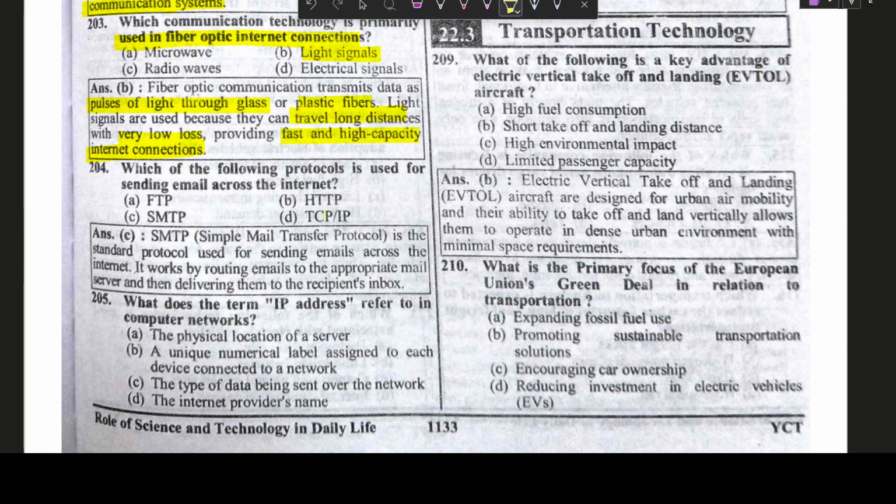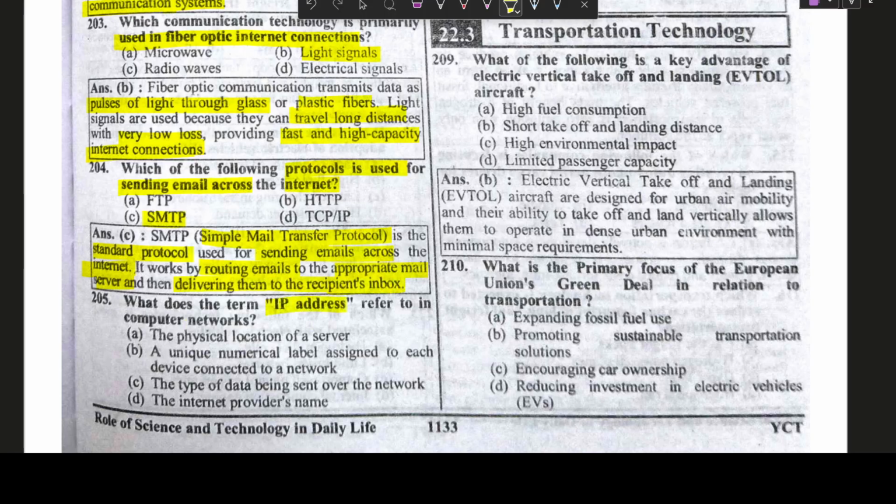Which of the following protocols is used for sending emails across the internet? It is SMTP, simple mail transfer protocol. It is a standard protocol used for sending emails across the internet. It works by routing emails to the appropriate mail server, and then delivering them to the recipient's inbox.